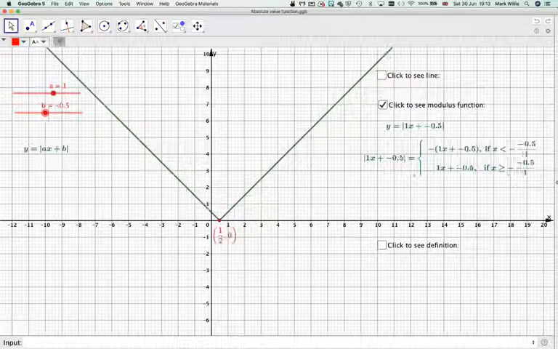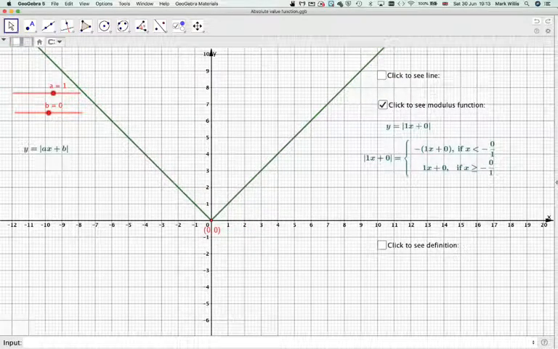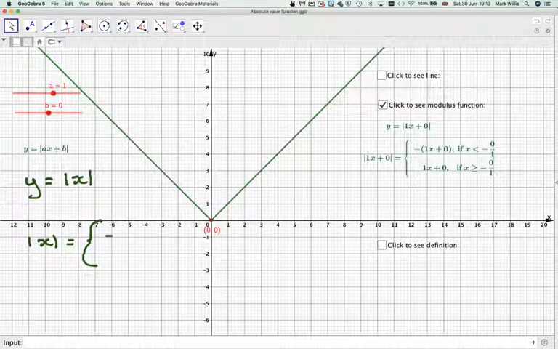Let's just go back to this particular value here. I'm going to write on this for a minute so you can have a look. So if we think of this as y is equal to the absolute value of x, I know we could see here we've got the absolute value of x plus 0. What I'm saying is the absolute value function of x will be equal to minus x if x is less than 0.